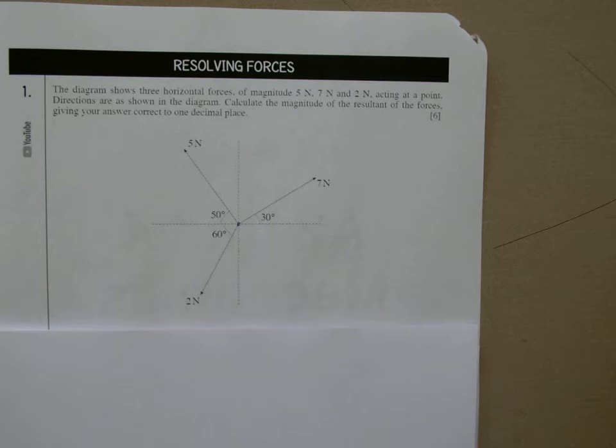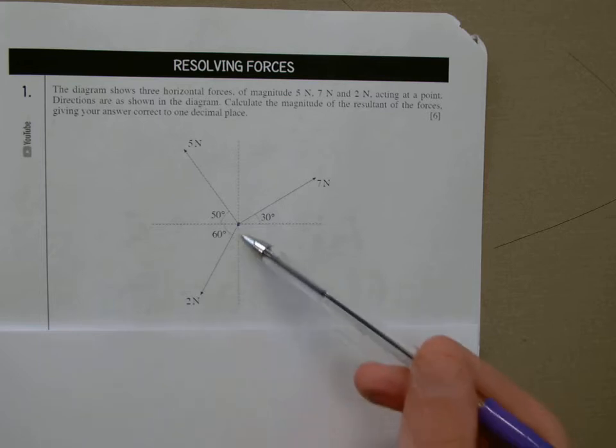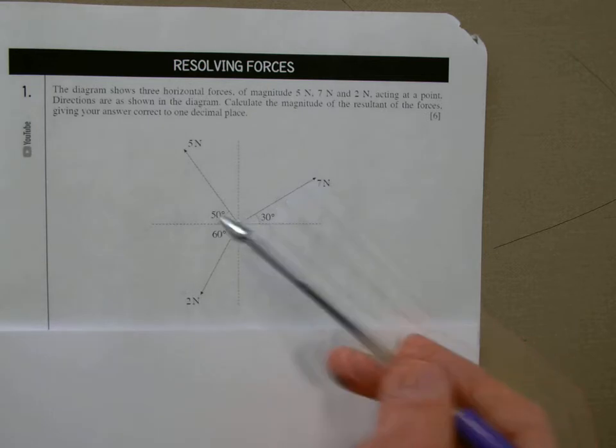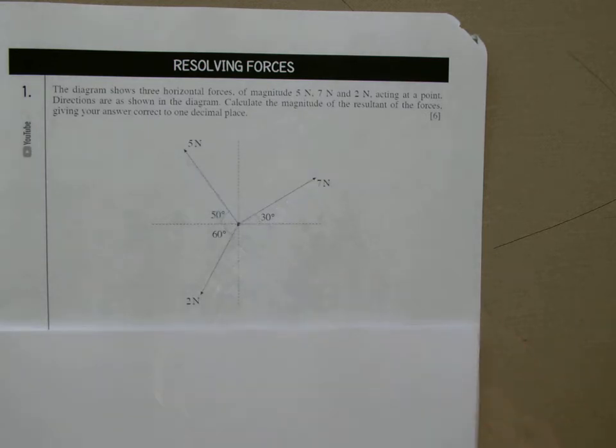Okay, so we need to find the resultant of all these forces, right? The three forces here acting on this particular point, okay? It's a particle or something. And there are forces pulling in different directions here. And we want to see what is the overall effect of those three forces. Okay, what's the overall magnitude of those three forces?